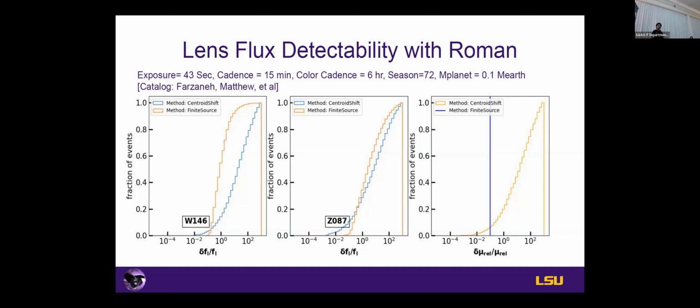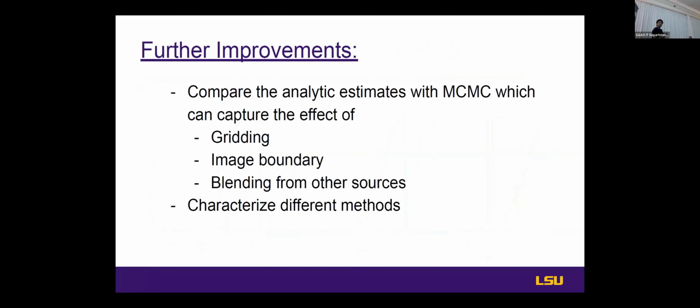So these are just preliminary results, and we want to compare these analytic estimates with the MCMC, which can capture the effect of the gridding in the images, of course, and also the image boundary that Jay Anderson was also talking about. And of course, the blending will be another big issue. We want to characterize these different methods with which we can calculate the lens flux fraction in our catalog, which we just have preliminary results on. So yeah, that's all from my side. Are there questions?